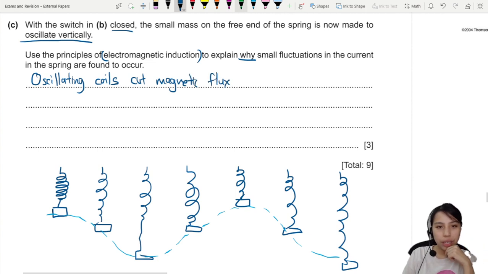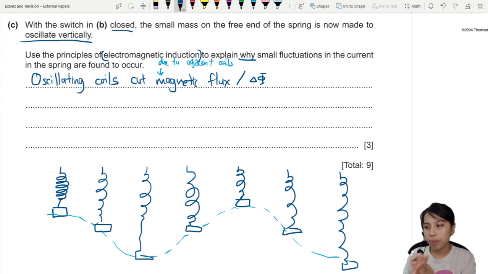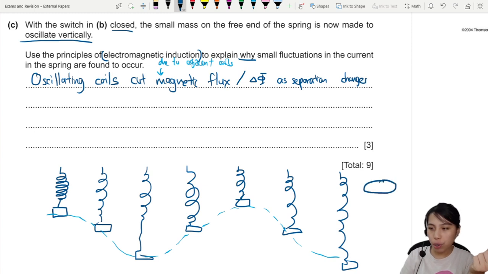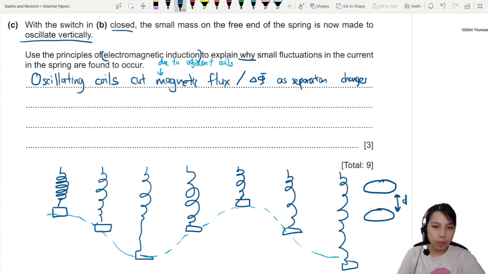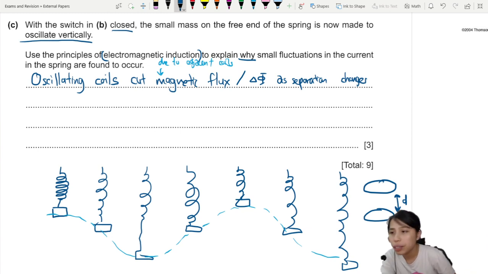If you want to mention this, sure. I'll just make a side note. This is due to adjacent coils. Or you can say there is a change in flux through each coil because they move closer together. So, change in flux as separation of coil changes. What is separation of coil? From the first coil to the second coil, they are at a certain distance apart, and they'll become closer, further, closer, further. So that's your separation change, or change in flux. This is the first point already.